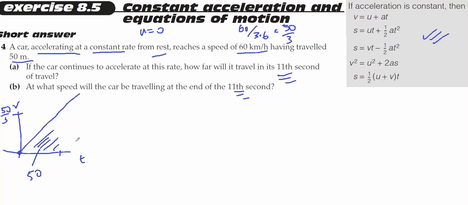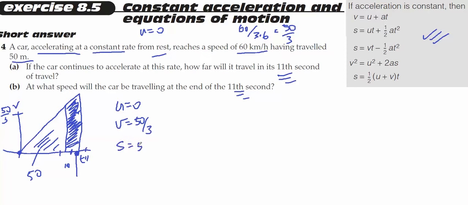If I continue between the 10th and the 11th, that's the distance that it travelled in the 11th second, and this is the speed at the end of the 11th second. Okay, I don't know the acceleration, so I'm going to use the first piece of information, that u equals 0, v equals 50 on 3, that s equals 50, to find a.